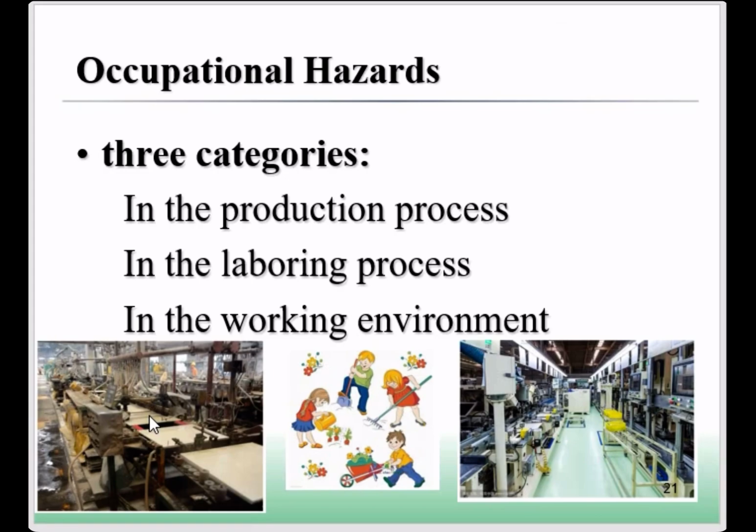For example, if you make a battery, we need different metals to make the battery. So you will find when we make this battery, we have different procedures. You will touch different things when you do these procedures. So that is in the production process.